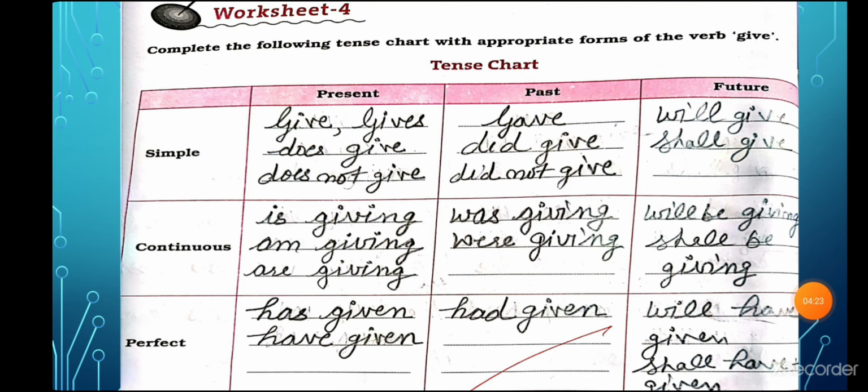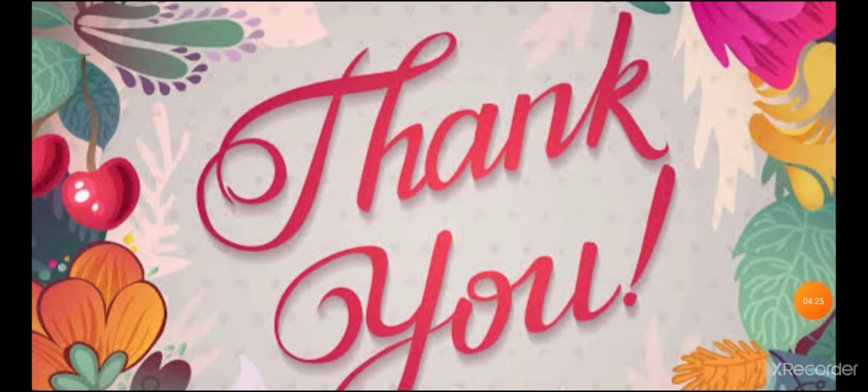Okay, students. Now, students, I hope that all of you have understood it well. Now complete worksheets number 1 to 4 in your practice book.